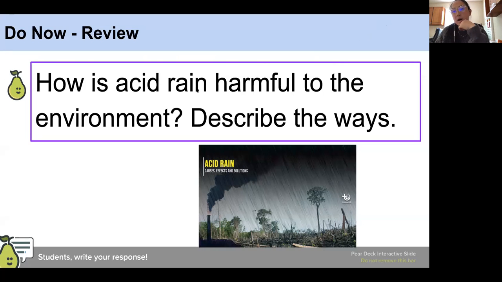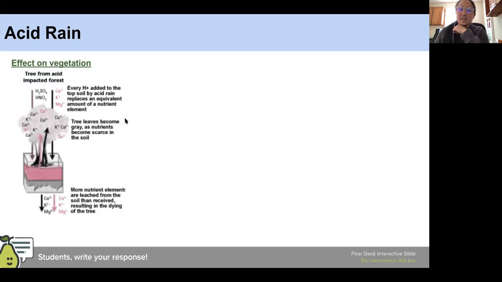So for my do now, I tried to review acid rain. I asked why acid rain is harmful to the environment, and then to describe the ways. Because we're not doing Pear Deck, acid rain has an effect on vegetation. Remember, acid is a measure of the concentration of hydrogen ions, and when acid falls into topsoil, it actually leaches nutrients out of the soil. This removes nutrients from the soil, which impacts tree growth and development.